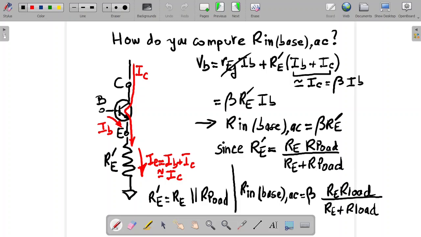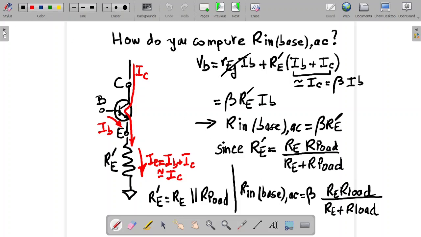So VB, the voltage at the base, is equal to beta times Re prime times IB, the current through the base, which means that Rin base AC is equal to beta Re prime. Since Re prime is Re in parallel with R load, Re prime is equal to Re R load divided by Re plus R load, which gives Rin base AC equal to beta Re times R load divided by Re plus R load.